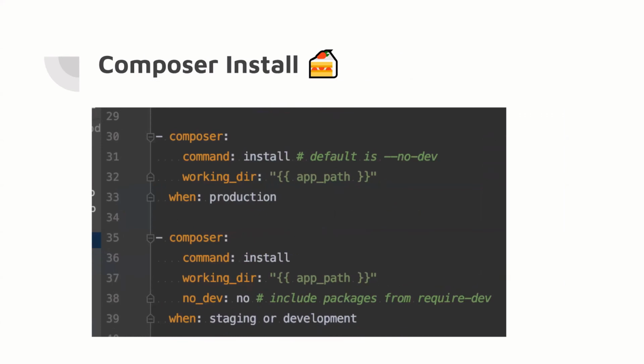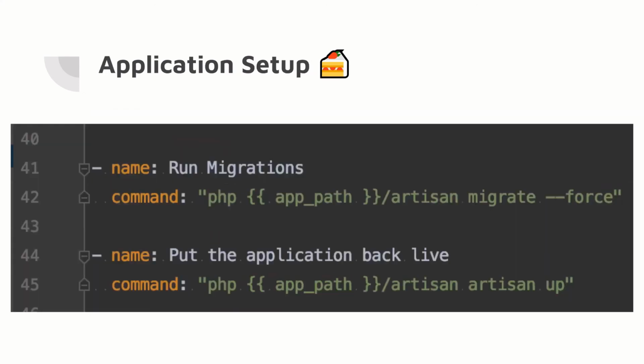We can install Composer. There is a Composer module, and you can also use the when keyword. So here we're using Composer install, but we're not going to use the dev dependencies when we're in production, but we do want dev dependencies when we're in staging or in development. So you can use all kinds of conditionals to vary what commands you're running or what module you're running.